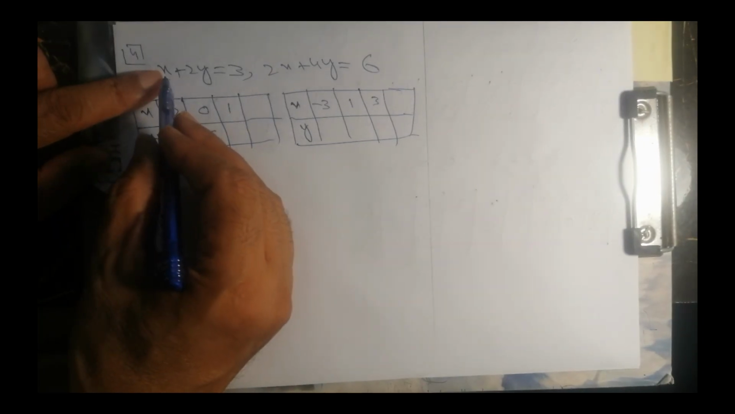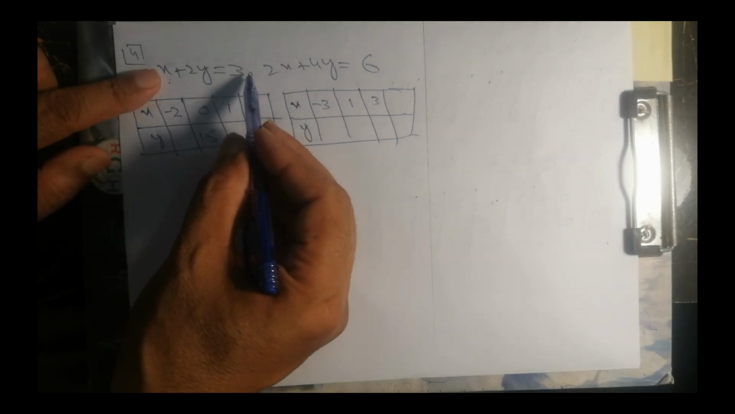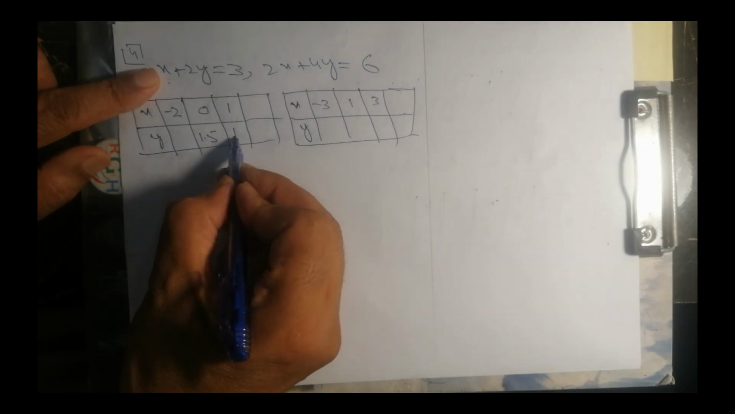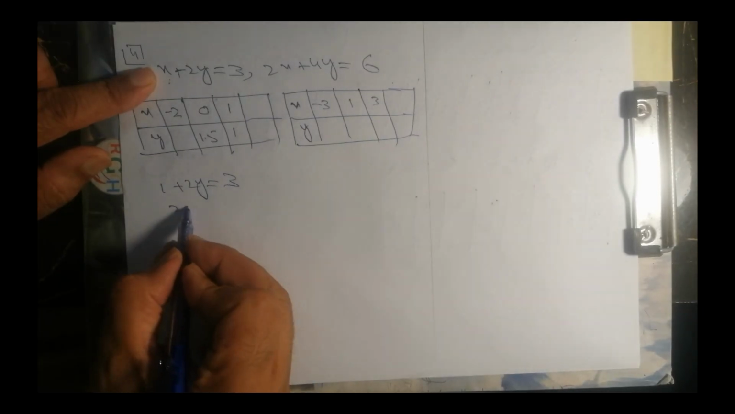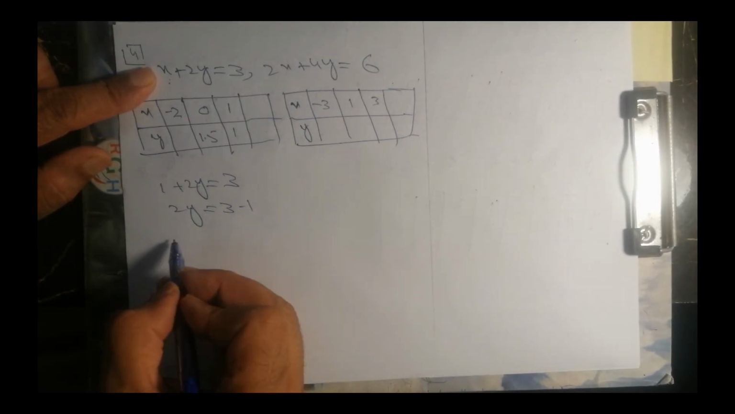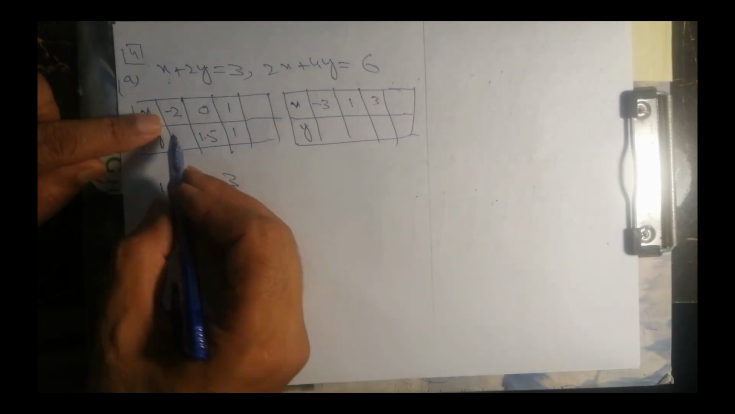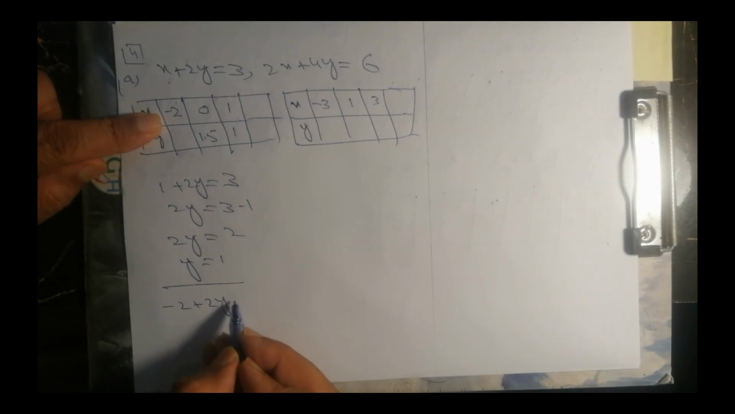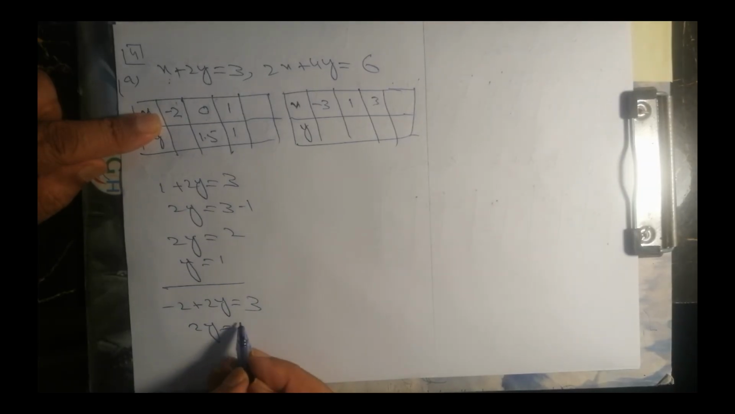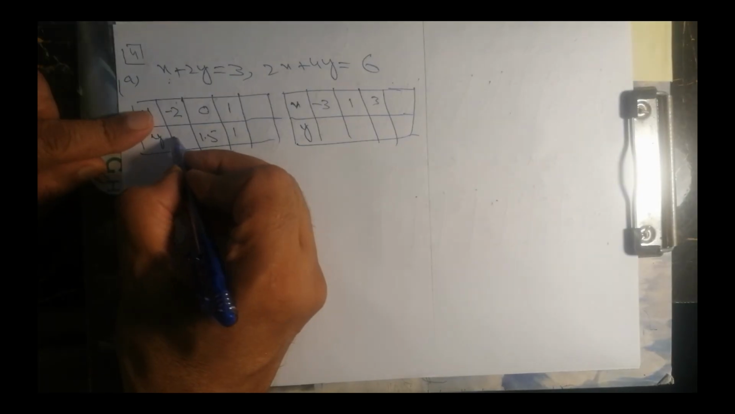When x equal to 1, then 1 plus 2y equal to 3, 2y equal to 3 minus 1, 2y equal to 2, y equal to 1. And when x equal to minus 2, if we put minus 2 plus 2y equal to 3, 2y equal to 3 plus 2, 5, and y equal to 5 by 2, that is 2.5.